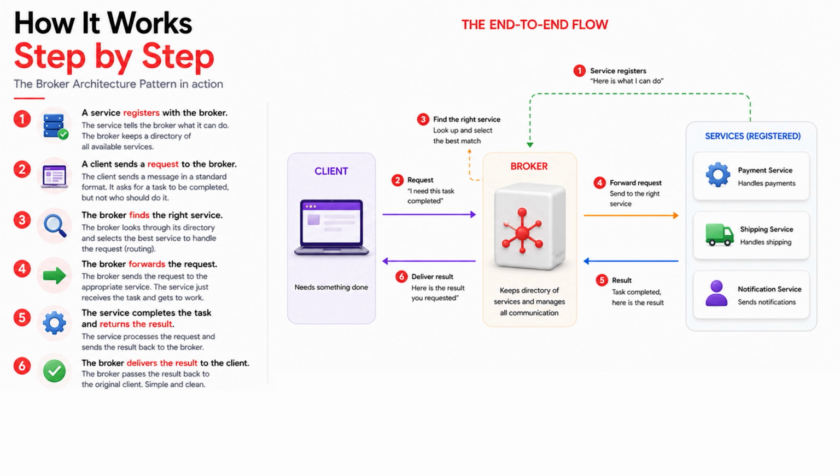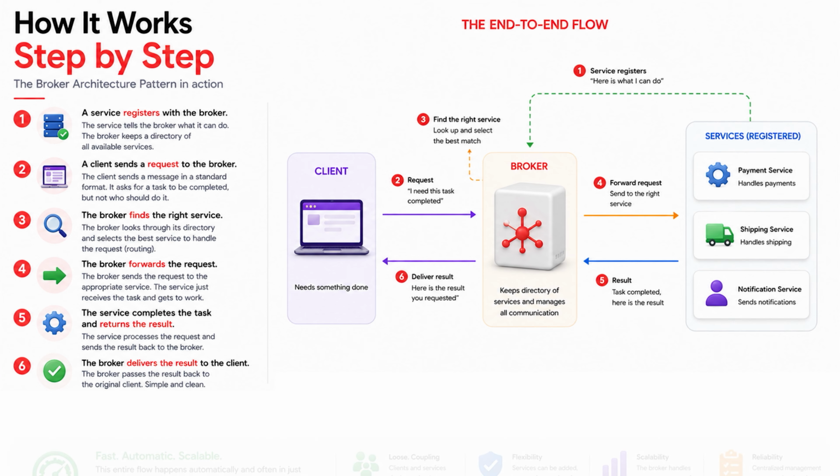Step 1. A service registers with the broker. When a new service or capability is available in the system, it registers itself with the broker. It essentially says, "Hello, broker. I am here, and this is what I can do." The broker keeps a directory of all available services. Think of this like a business listing in a directory. Any business that wants customers to find them adds their name, location, and what they offer.